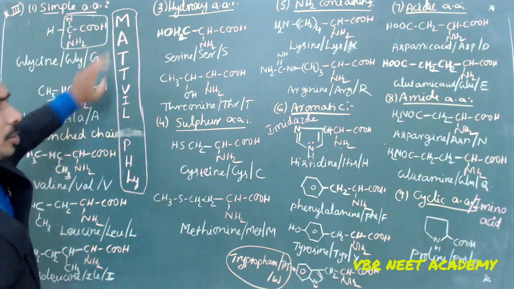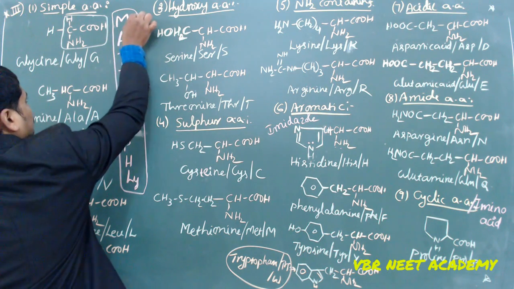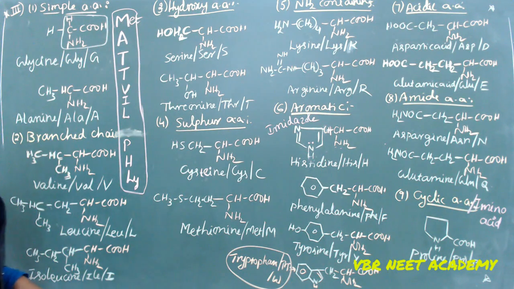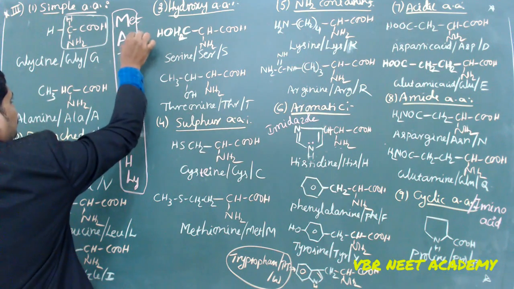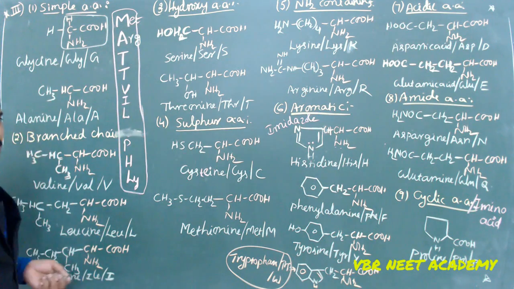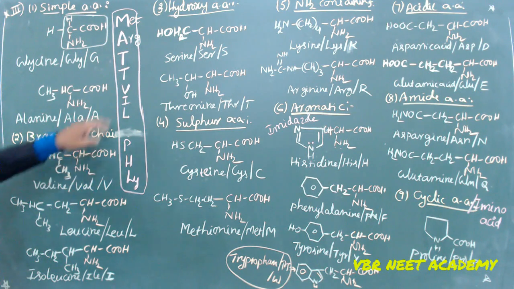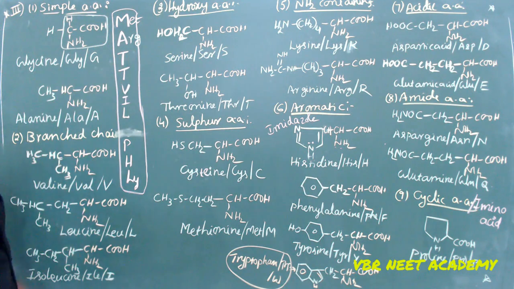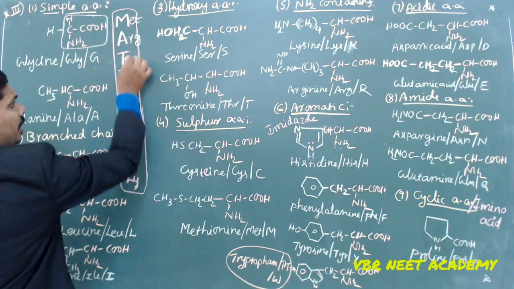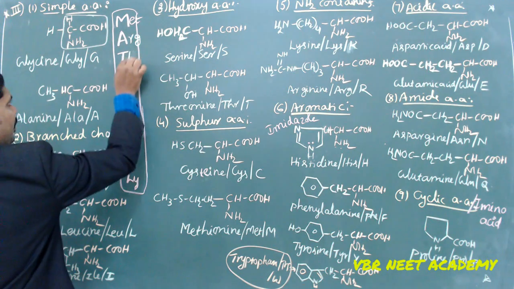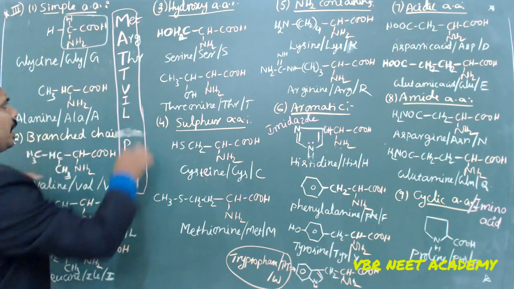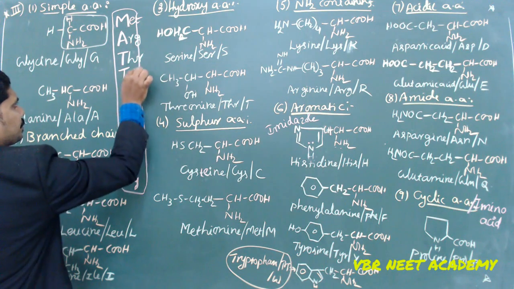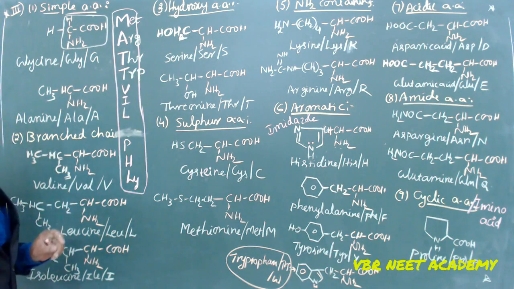M is methionine. This is arginine, not alanine. And this T is going to be threonine only, what we are having here, threonine. And this other T will be tryptophan.